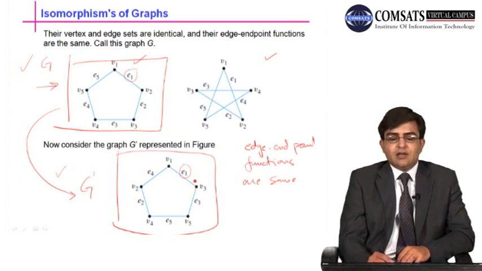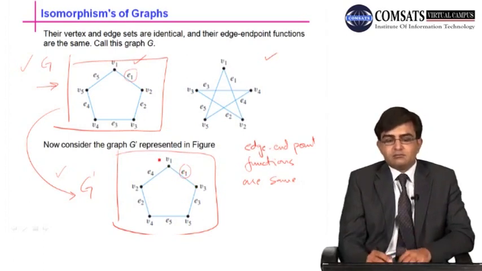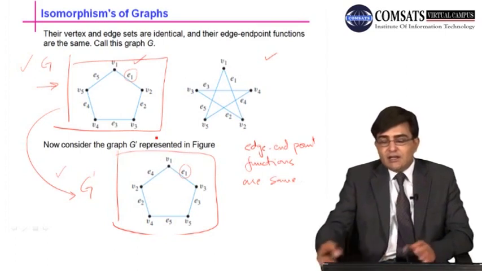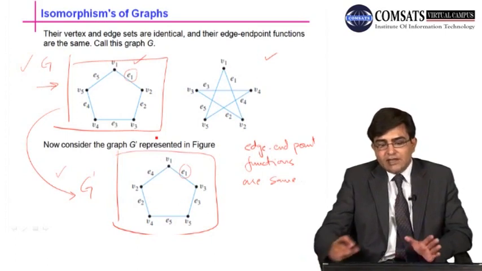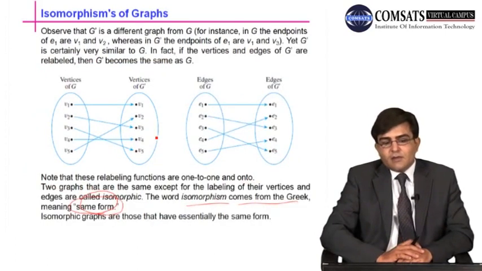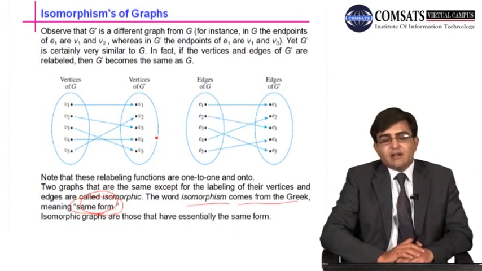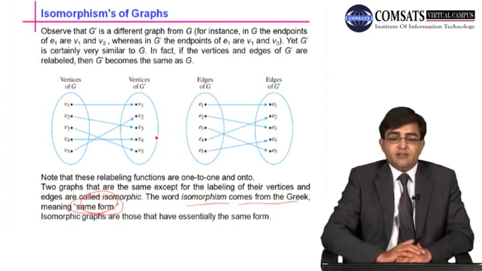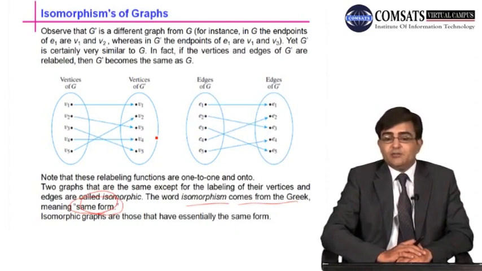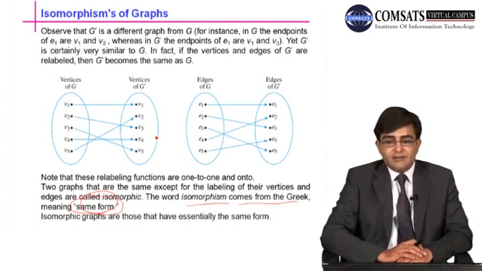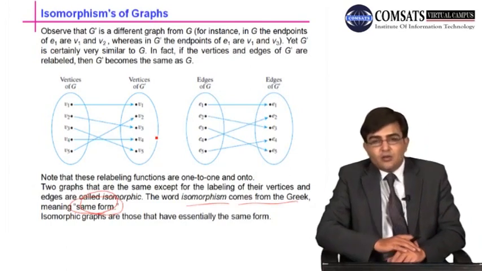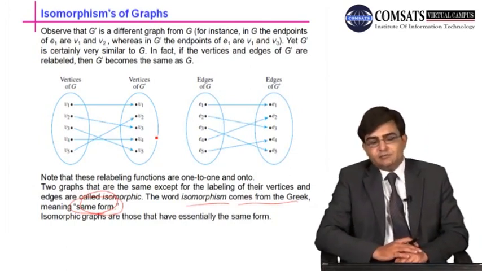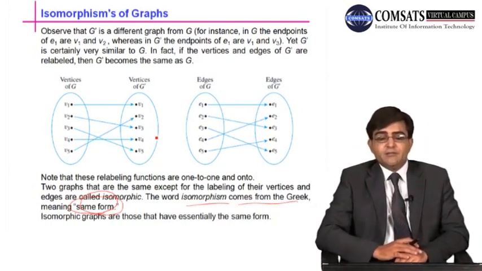So here these two graphs are different, but we can define a function like this. Here observe that G dash is a different graph from G. For instance, in G the endpoints of E1 are V1 and V2, whereas in G dash the endpoints of E1 are V1 and V3. Yet G dash is certainly very similar to G.